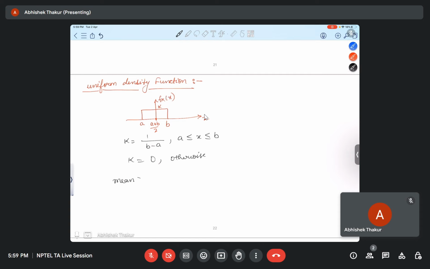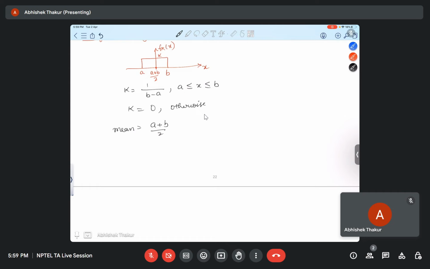Mean is equal to (A plus B) by 2, or also you can find M1, that is equal to integral of x f(x) dx from A to B. So this will be x, f(x) will be 1 by (B minus A), and this will be x squared by 2 between B and A. So this value will be 1 by (B minus A) times (B square minus A square) by 2. So this will be (B plus A) by 2.